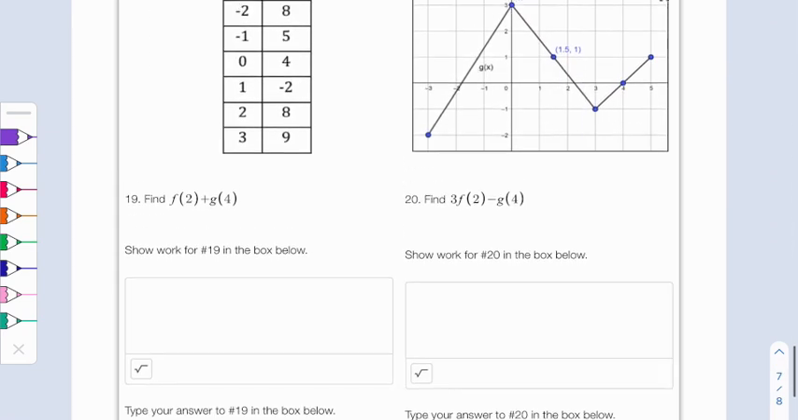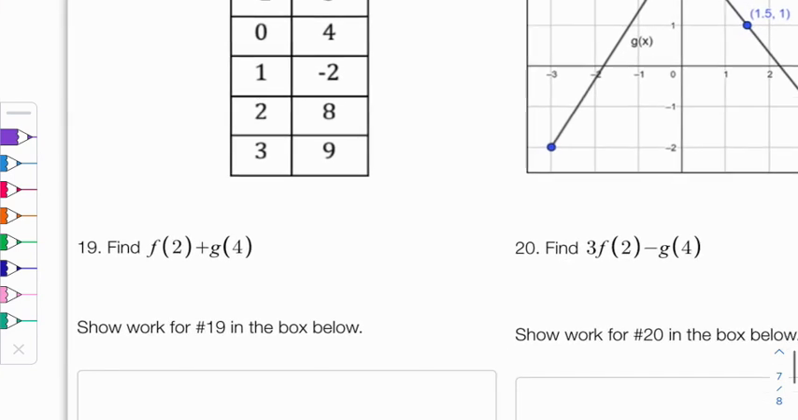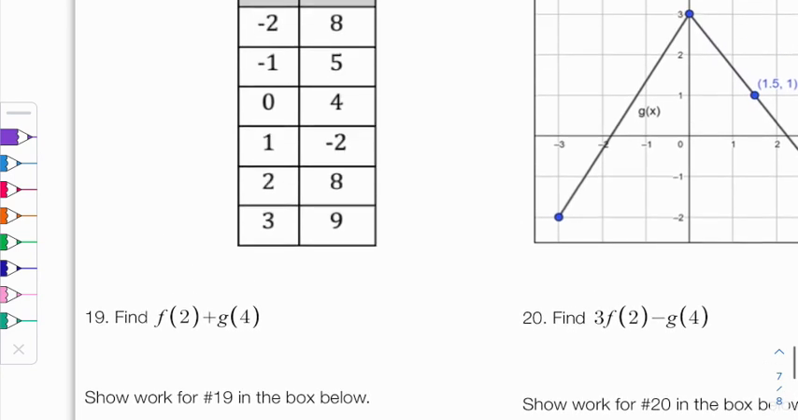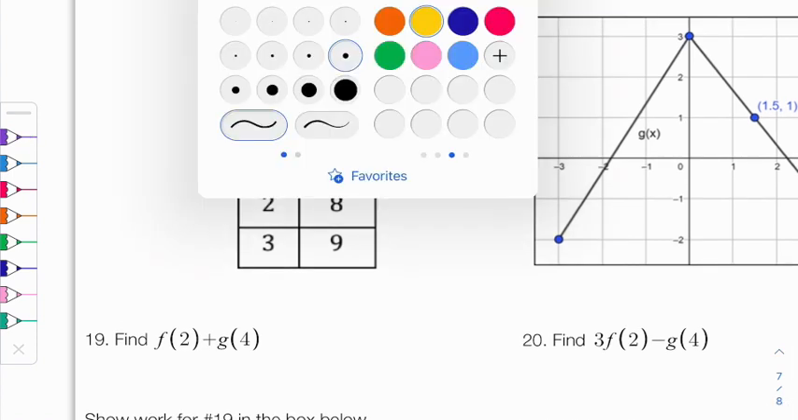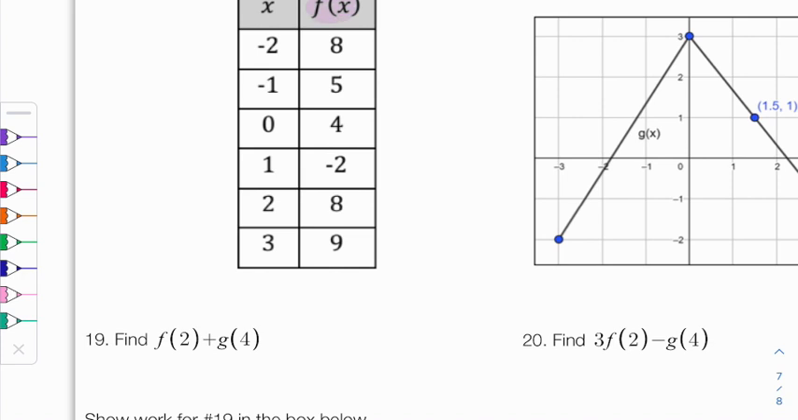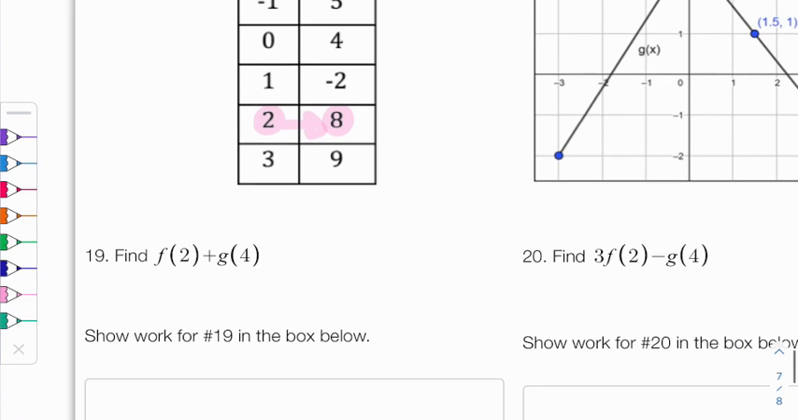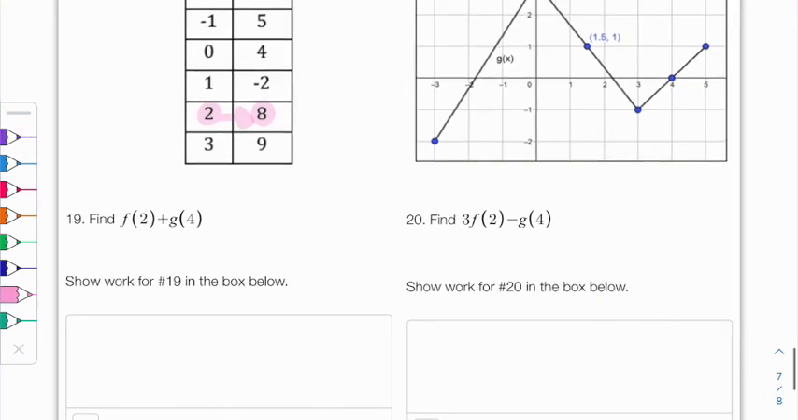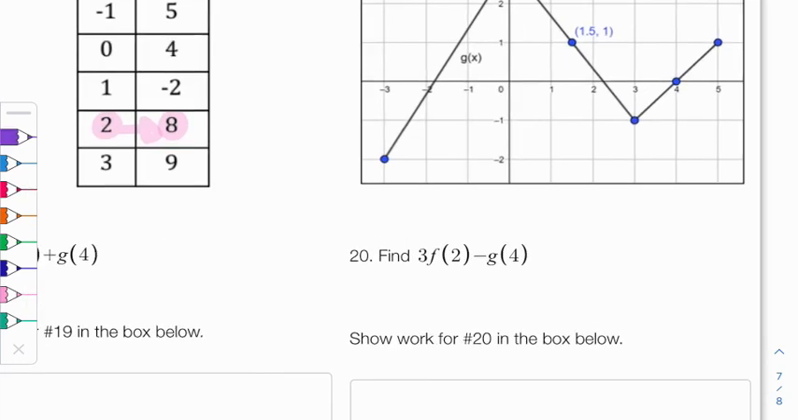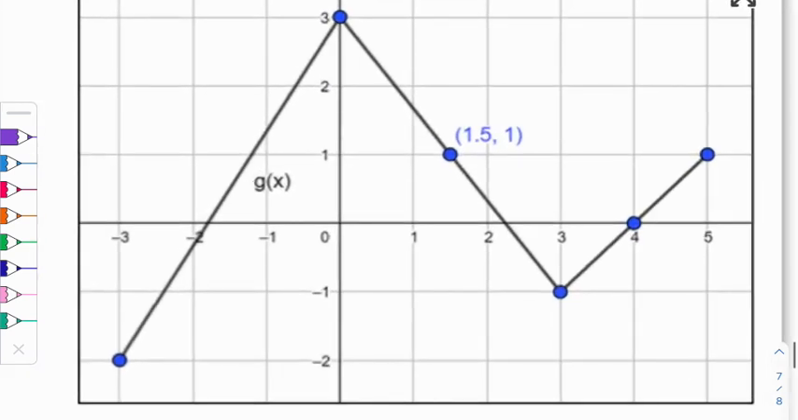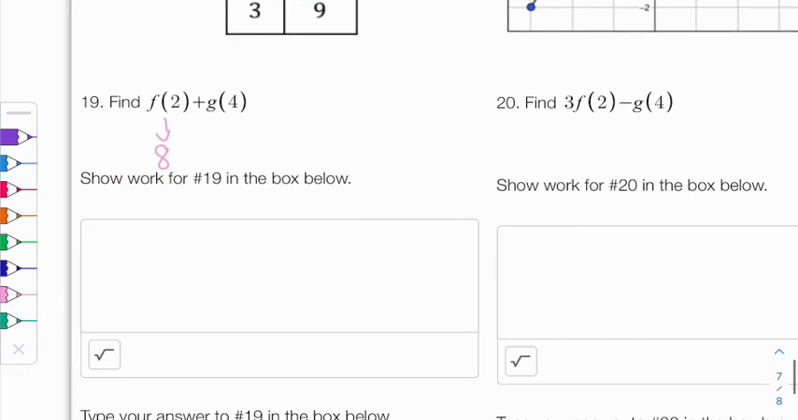And here I'm going to do operations, similar to before. So f of 2, again, go to my table, right? My table is f. So f of 2 is 8. g of 4, so I'm going to go to the g function, go over to 4. What's the y value? This is the point 4, 0. So g of 4 is 0. And you just want to add these. So 8 plus 0 is 8.